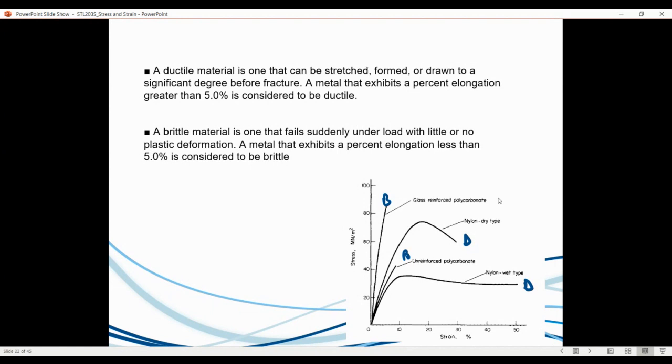And then, of course, ductile will be less than 5. Oh, sorry, brittle will be less than 5. Difference between the two: a ductile material is one that can be stretched or drawn to a significant degree before fracture. So basically, there's a big plastic range before it breaks, whereas a brittle material has little or no plastic deformation before it breaks.